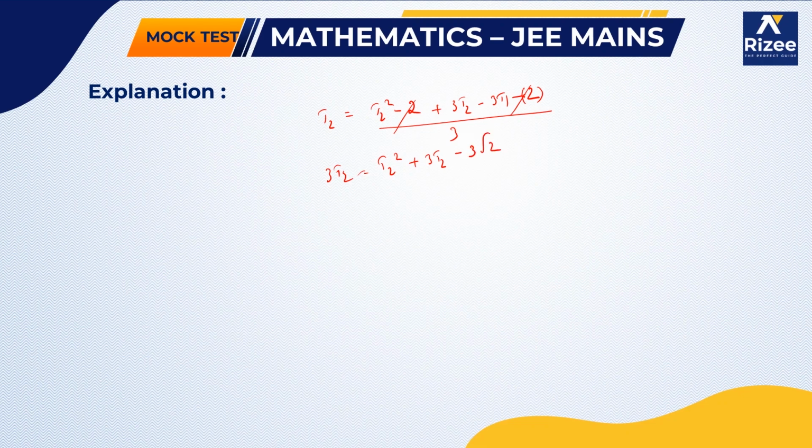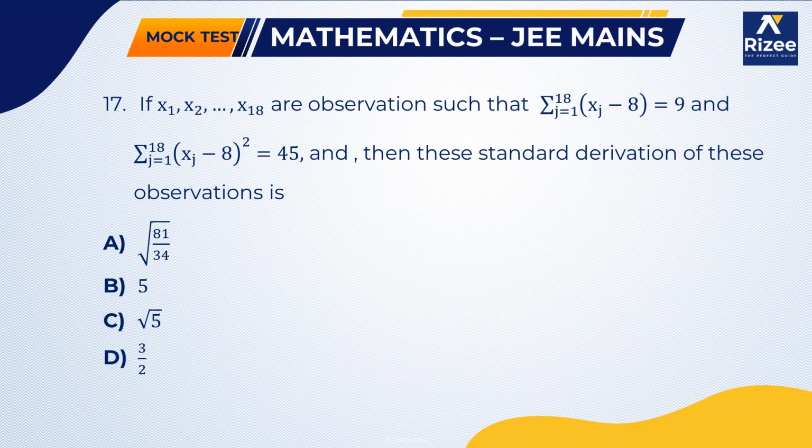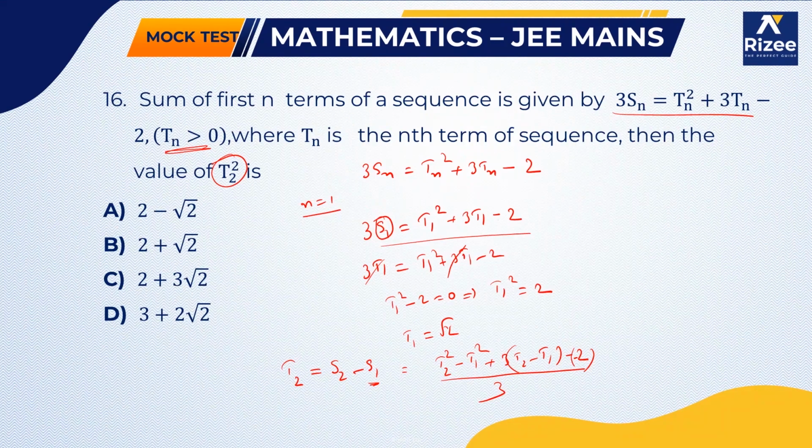3t2 gets cancelled. The remaining t2 square equals minus 3 root 2, 3 root 2. So here is a small explanation.